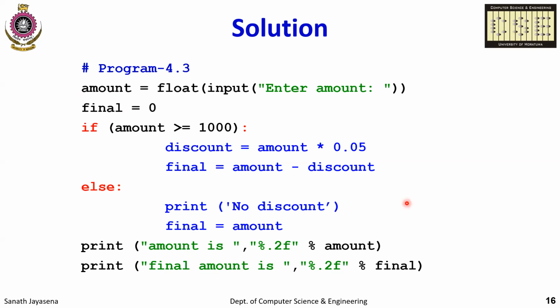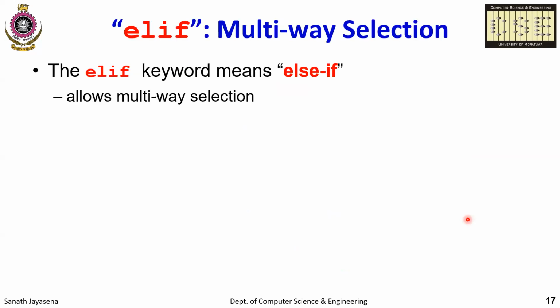I hope this time you can see we initially set final to be 0. Is it really essential? You could argue that this particular line is not really needed, because here we set it correctly to amount minus discount, and here final equals amount. Yes, that's correct. I can argue that yes. All right, I hope this is clear. Let's then proceed to the next.